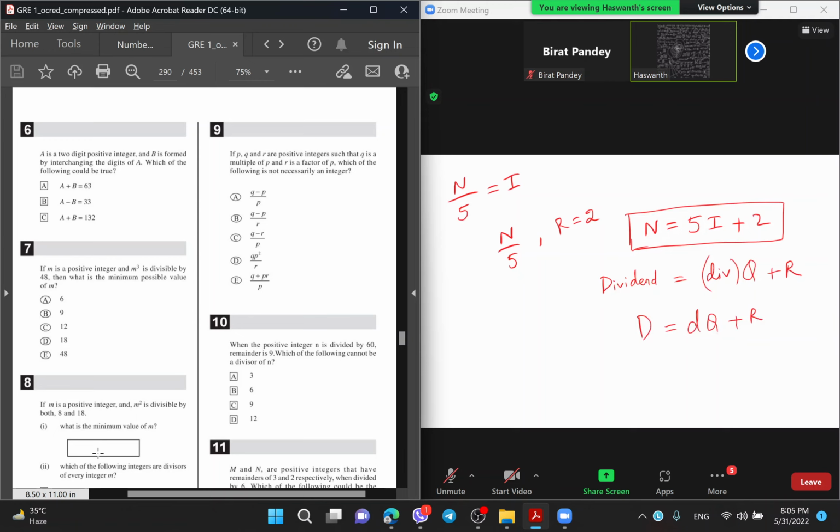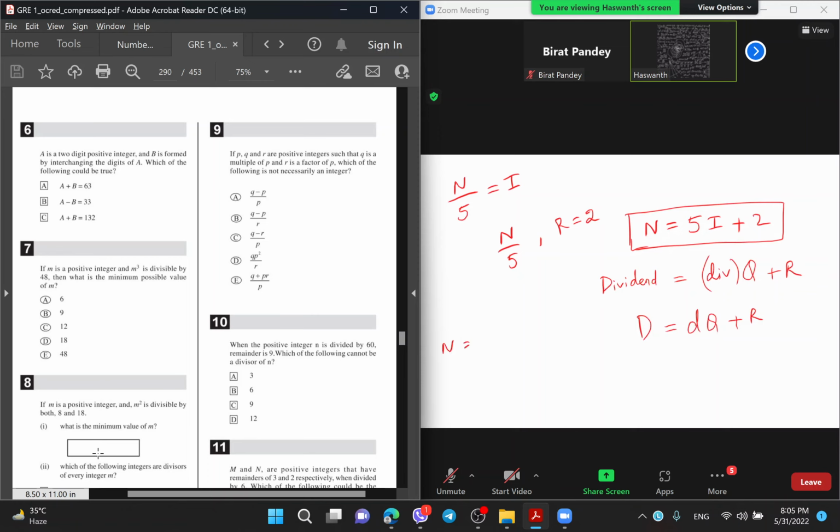Dividend is the number which we divide. Divisor is the number with which we divide. And quotient, I am denoting it with some integer I. Now different values will give us different quotients. So you substitute different values for I, you will get different values of n satisfying this condition.